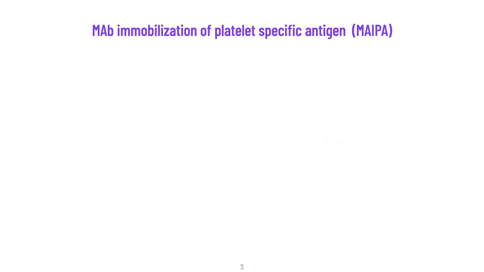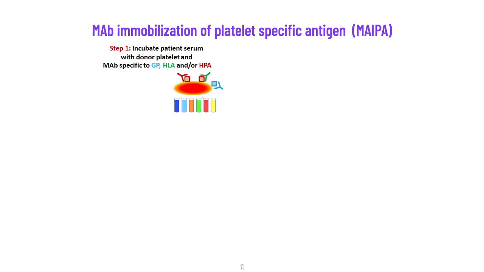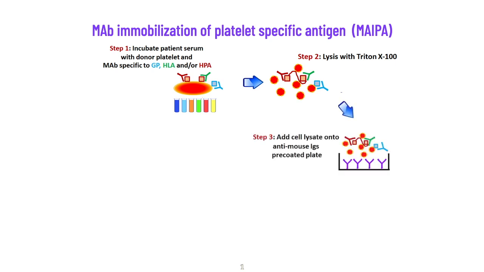Monoclonal antibody immobilization of platelet-specific antigen or MAIPA. The technique requires several monoclonal antibodies specific to glycoproteins as well as HLA or HPA. In the first step, platelets are reacted with antibody in patient serum and monoclonal antibody in separate reactions. The platelets are then solubilized with Triton X-100. The mixture is loaded into an anti-mouse immunoglobulin pre-coated well. The reaction is performed at optimal temperature and incubation time. By this step, the antigen-antibody complex is immobilized in the microwell by the pre-coated anti-mouse immunoglobulin.